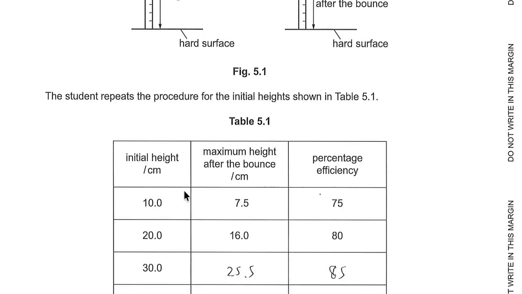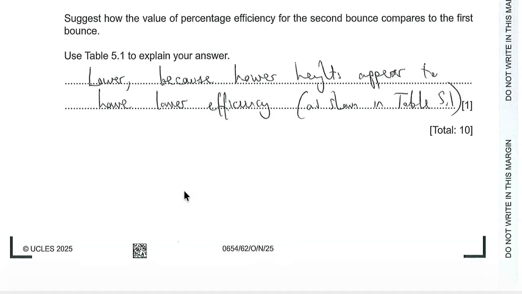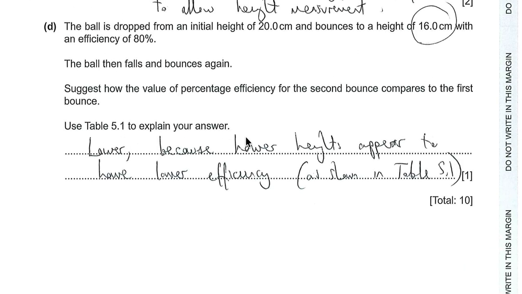So from our data, we expect a lower efficiency because the lower height appears to have a lower efficiency as shown in the table and also in the graph. That's a nice question, using the data and asking you to refer back to it and then relate your readings to there.